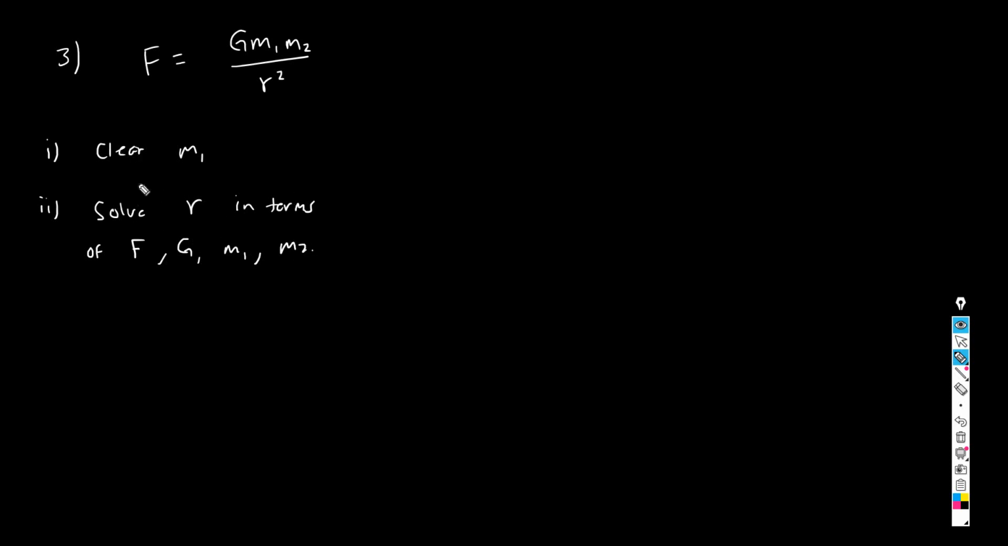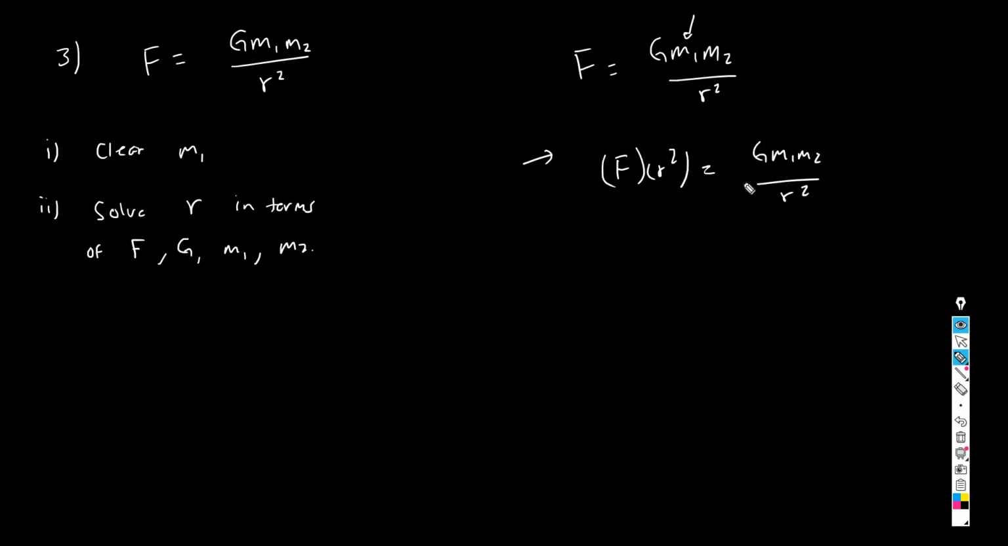Okay, so let's start. Let's clear M1. So I have this equation, and I want to isolate that variable. Okay, what do we do? First, when your equation has denominators like in here, r squared, always try, if possible, to make something in order to get rid of denominators. So the first thing I'm going to do is multiply both sides by r squared, because by doing so, I'm going to be canceling this r squared, and that's a good thing.